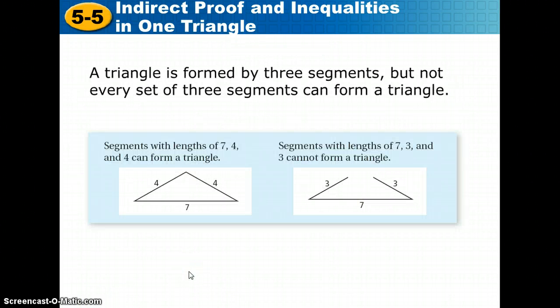Okay, a triangle is formed by 3 segments, but not every set of 3 segments could form a triangle. So in this example, segments with lengths of 7, 4, and 4 could be a triangle. Now what do you notice about those numbers? Well, 4 and 4, if I were to add those two, it gives me more than 7. But what if I took segments of lengths 7, 3, and 3? This 3 units and this 3 units do not add up to more than 7. 3 plus 3 is 6.